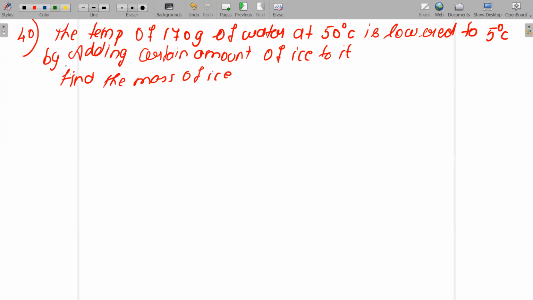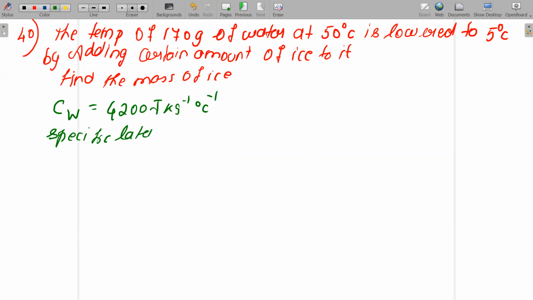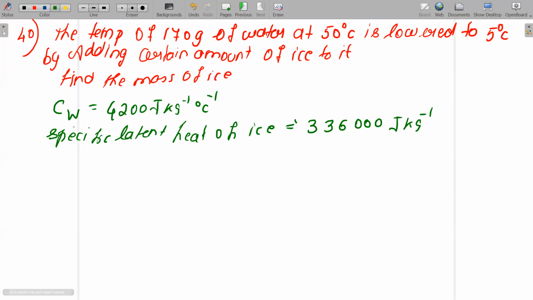You know the equation. So the specific heat capacity of water, that is C_W, is 4200 joule per kilogram per degree Celsius. Now the specific latent heat of ice is nothing but 336,000.